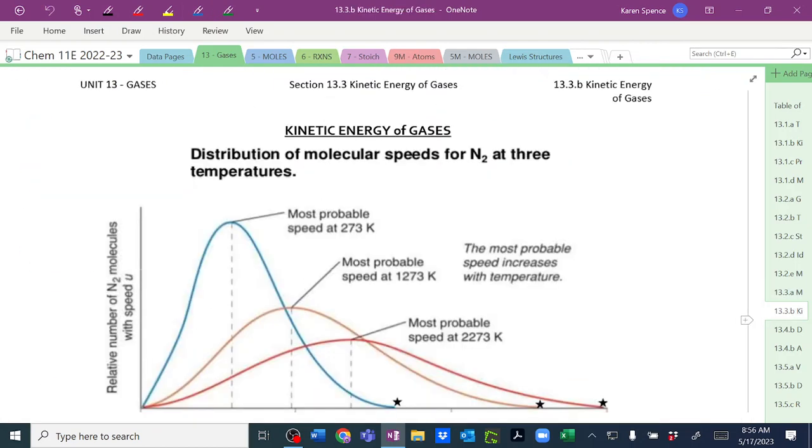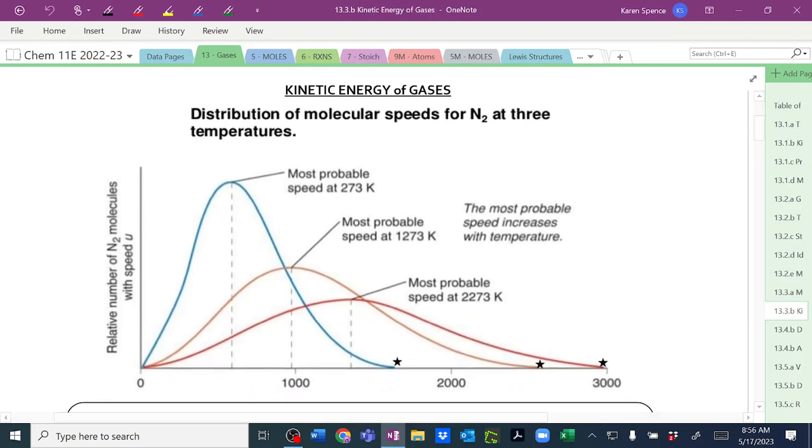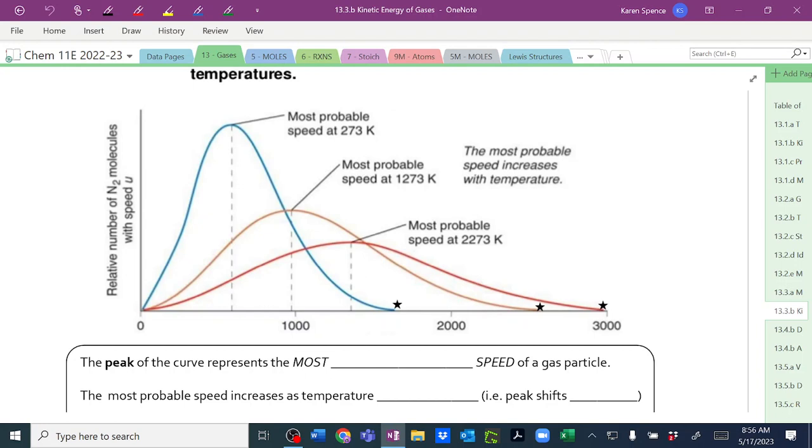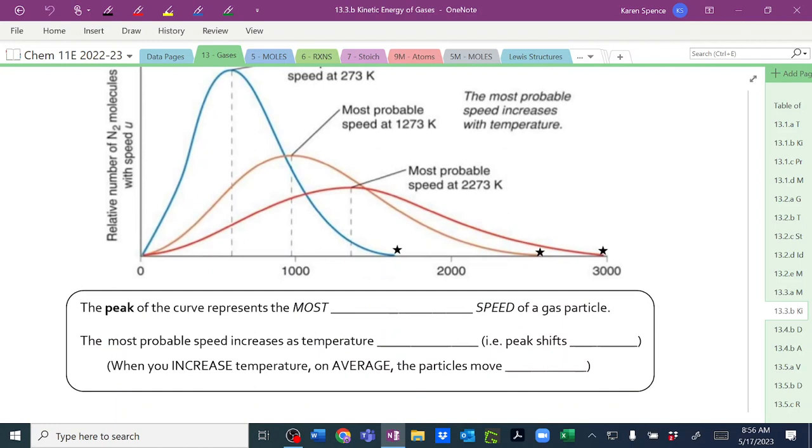Good question. All right. So here is nitrogen at 3 temperatures. This should start looking very familiar to you, after we did that previous one. So we have the relative number of nitrogen molecules, and at the bottom, I don't know what's on the bottom. It just has numbers. It does not have a unit. So the peak of the curve represents the most probable speed of the gas particle. Oh, so these are speeds.